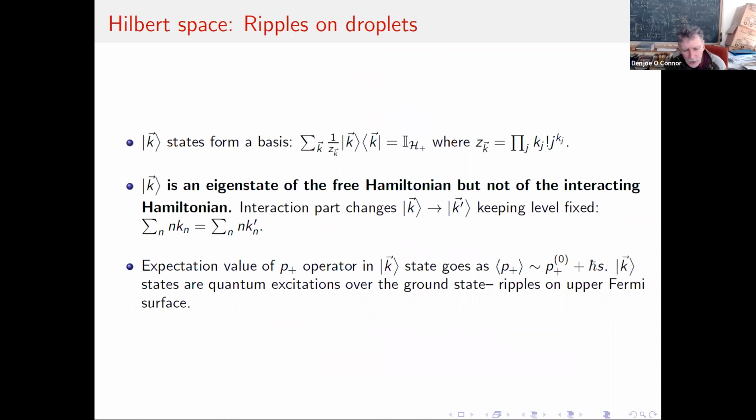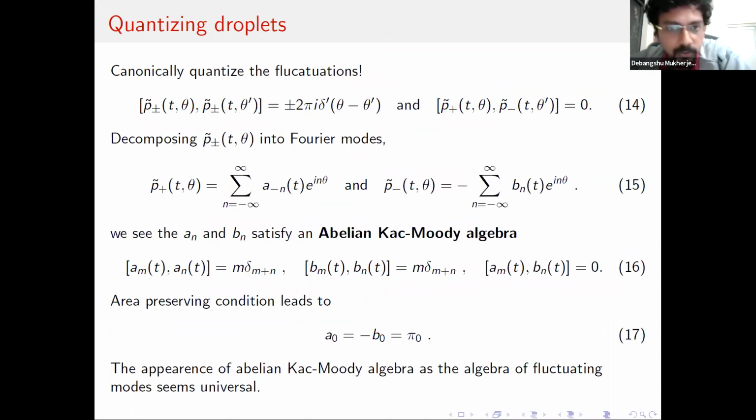Where did you make the transition to fermions here? Because you're talking about a Fermi surface. Yes. So there is, I should have probably mentioned this.